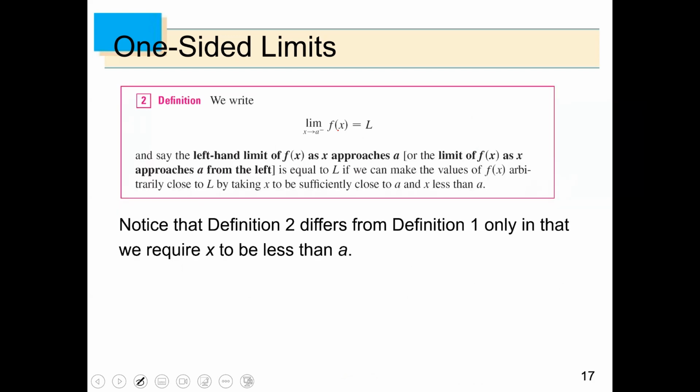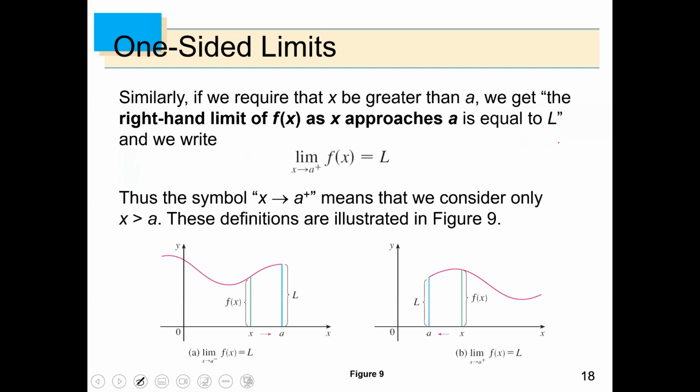Here is the definition of the left-hand limit of f of x. Basically, it's the same, just you put x approaching a minus. That means x is close to a, but x is less than a. So even if I take the table of values, I don't take x greater than a, just x less than a. Similarly for a plus.